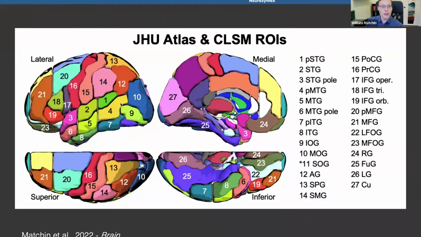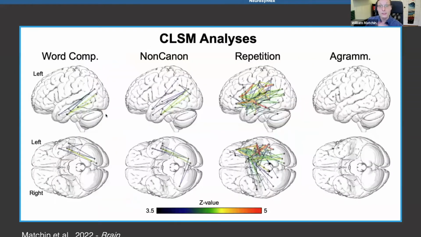So for our CLSM, these are the regions. We're using the JHU Atlas to look at patterns of connection strength between pairs of these regions. Just looking at these numbers here, you get a sense of what these different regions are. And these are the CLSM results. What we're doing here is looking at all of the regions in the atlas, the pairwise connection strength between those regions associated with deficits on each task. And this is not including lesion volume as a covariate. Again, I'm happy to answer questions about that later if you'd like.